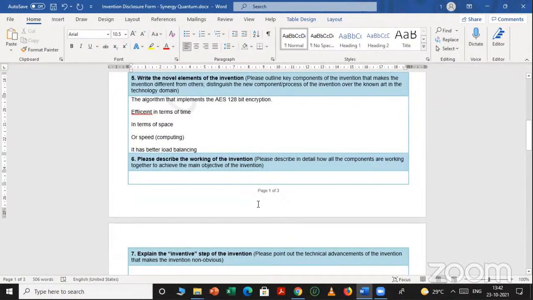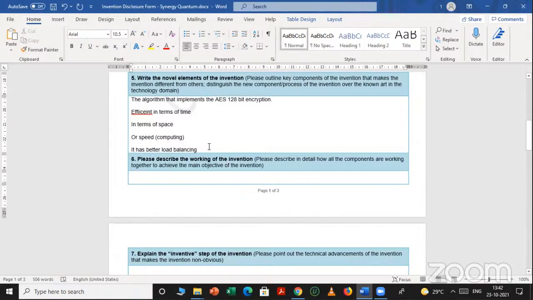Then the sixth point is working of the invention. Now here there are 3 or 4 points which seem to be similar or interrelated, a very convoluted concept, but actually they are very different. For example, the sixth point says: describe the working of the invention. So what does it mean? It means describe in detail how all the components are working together to achieve the main objective of the invention.